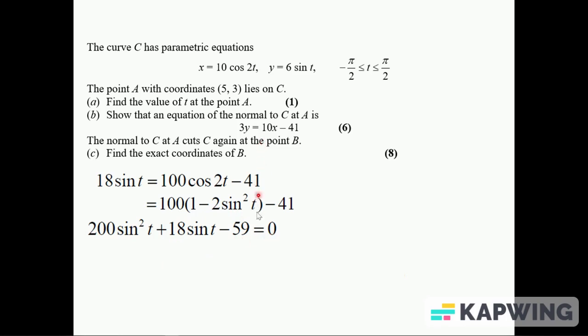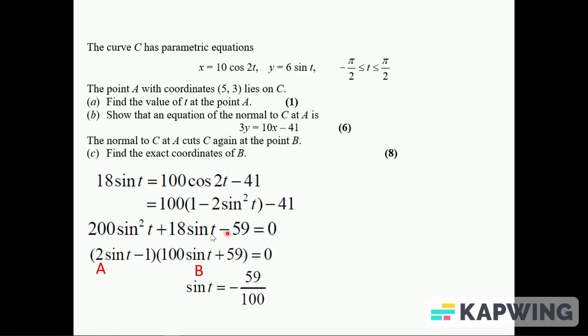Now I know one solution is when sine t is equal to a half, because that's the point A. So I know that 2 sine t minus 1 must be a factor. Let's say that's the point A, where 6 sine t is equal to 3. So the other factor then, 2 sine t multiplied by 100 sine t, gives you the 200 sine squared. I've got minus 59 here. That's going to be minus 1 times whatever this is. So that must be plus 59. And this is the point B. So sine t at the point B is minus 59 over 100.